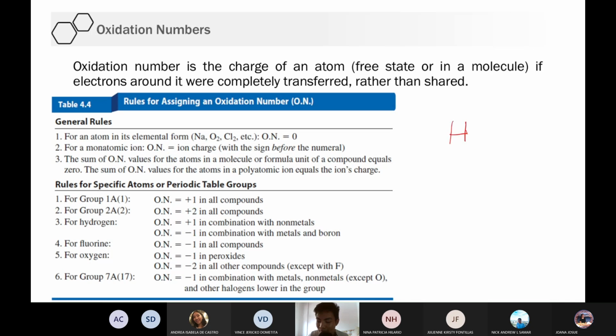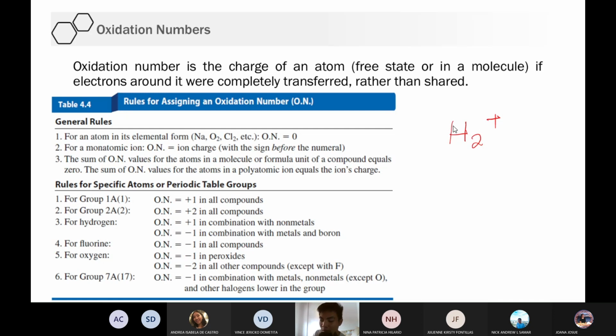How about this one? You must ask yourself muna, monoatomic ba yan? May charge yan, yes. But this is not monoatomic. It's diatomic kasi dalawa yung atom. Monoatomic, isang atom. Diatomic, dalawang atom. So this time, this is not a monoatomic ion. Ibig sabihin, hindi gagana yung rule natin dito. Hindi gagana yung rule number 2 dito. So, hindi to positive 1 agad.